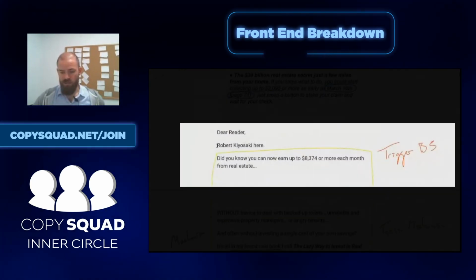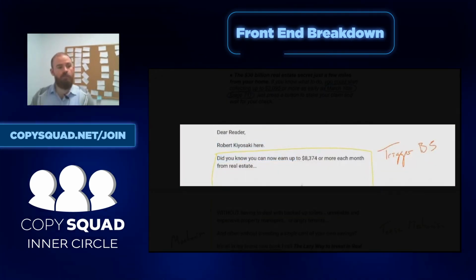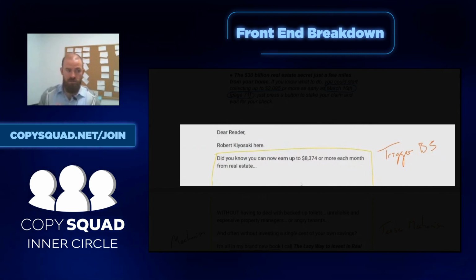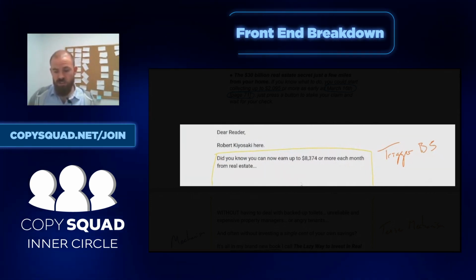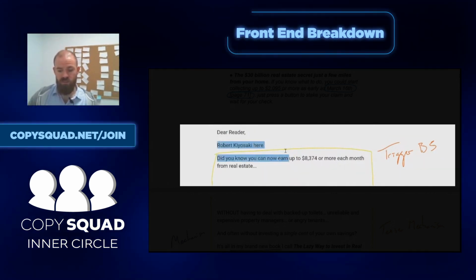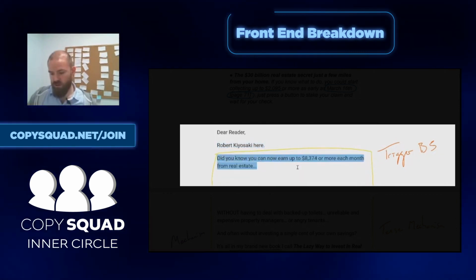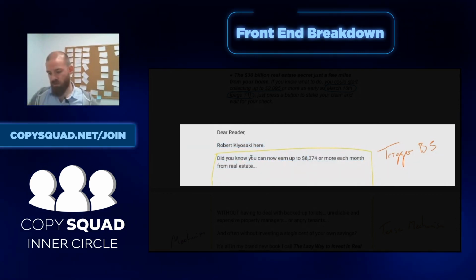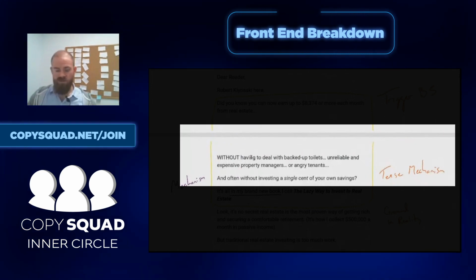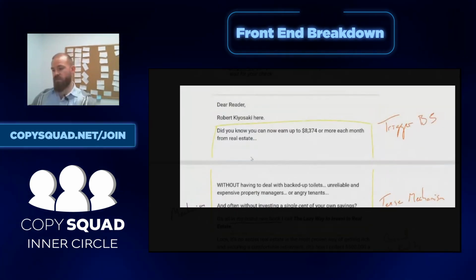Generally, what you want to do is have a standard procedure. You can do it whichever way you want. Standard procedure is to drop a pattern interrupt right after Dear Reader. So did you know you can earn up to $8,374 or more each month from real estate? That could be a pattern interrupt in itself.